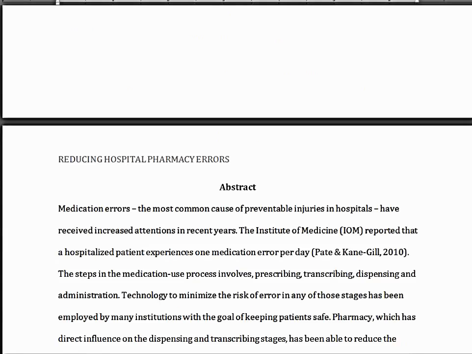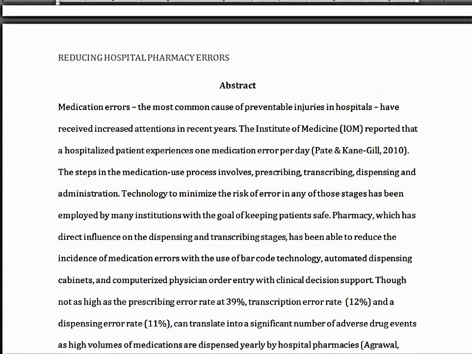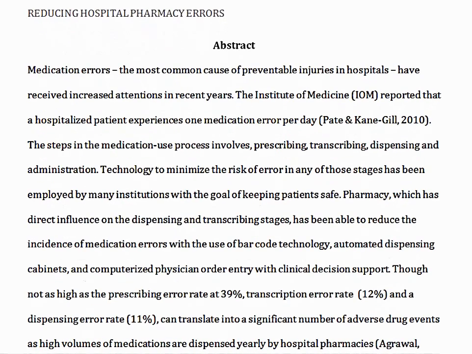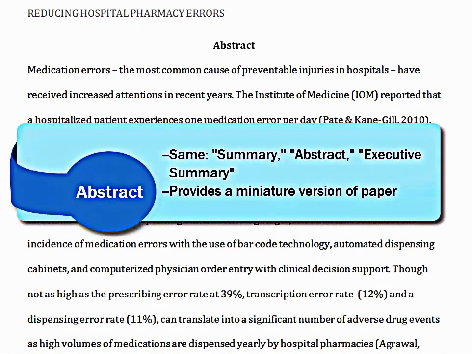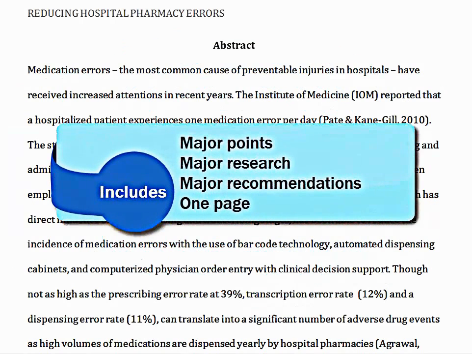Next comes what your teacher calls the executive summary, sometimes also called the abstract or simply summary. And this means that the executive, who is a very busy person, can read this one-page summary and get the entire gist of your paper, including the major points, the major research, and the major recommendations. So that's what you're trying to do in this one-page or 300-word abstract.